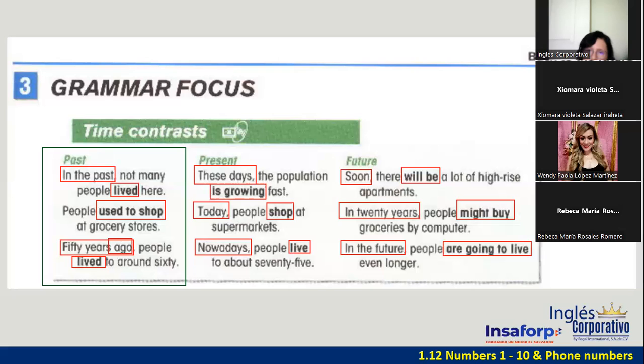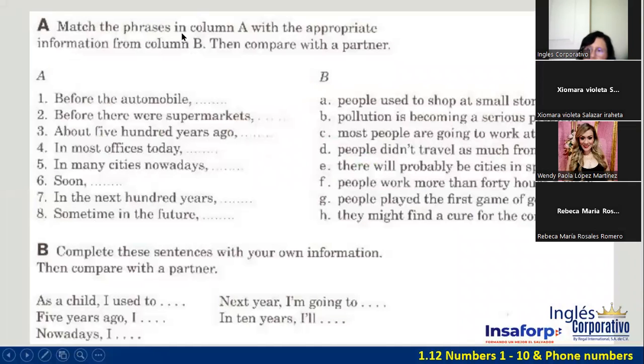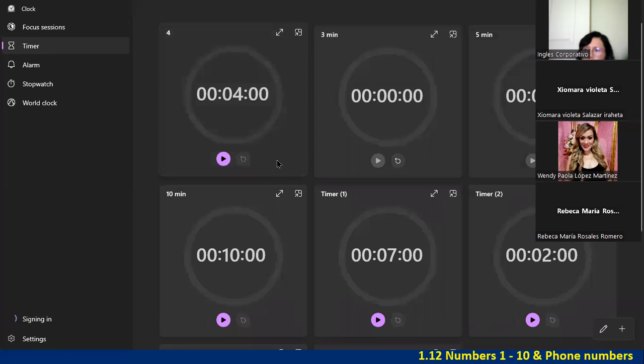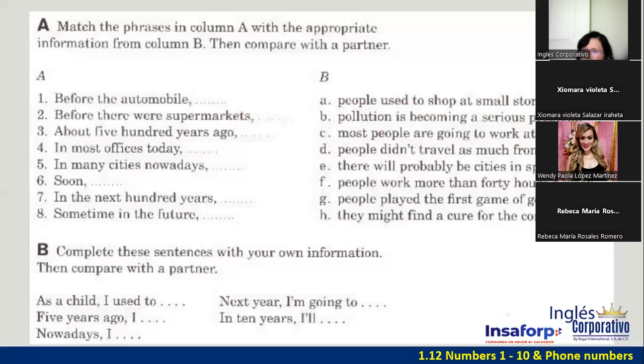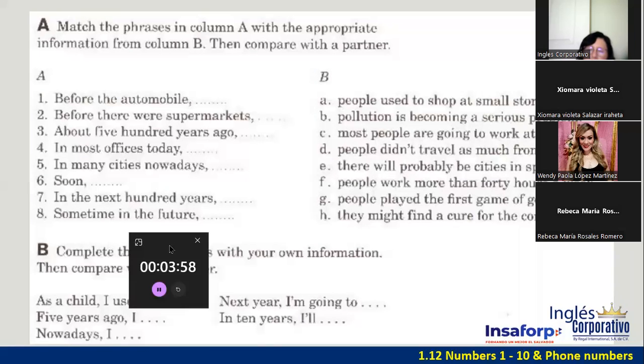I'm going to erase all my drawings. Very good. So let's continue, okay? Match the phrases in column A with the appropriate information from column B. Then compare with the partner. So I'm going to give you guys 3 minutes for you to read them, léalas, ¿verdad? Este ejercicio también muy probablemente les apareció en la plataforma, okay? Léalas, por favor, y luego las vamos a contestar. Les vamos a emparejar. So you have 4 minutes, begin it right now. No las escriba, solamente copie las respuestas, ¿verdad? Give me one moment.